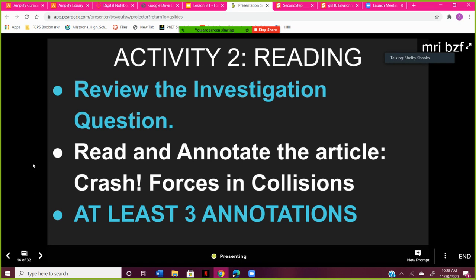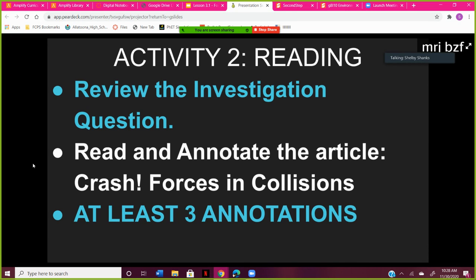All right, now we're going to do a reading. I told you to be on page 14 of your digital notebook, because there are some questions in that digital notebook. I'm going to give you time to read and annotate the article. It's called Crash, Forces and Collision. I need you to have at least 3 annotations.